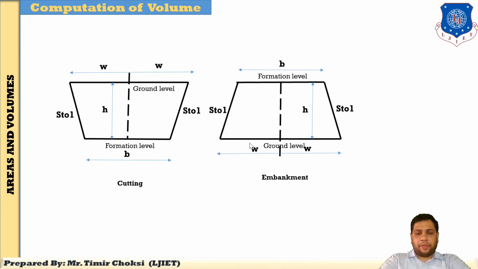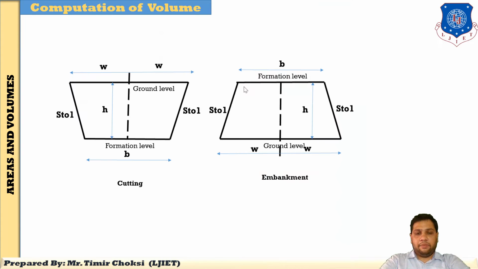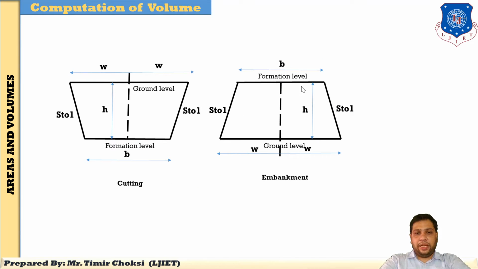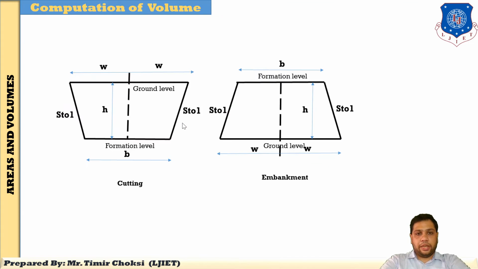Now next, I have already explained the concept of volume. There are two conditions for a level section, because you are focusing only on the level section. So now in a level section, students, there are two possibilities. Level section means the ground is level in the transverse direction. So here the ground is level.